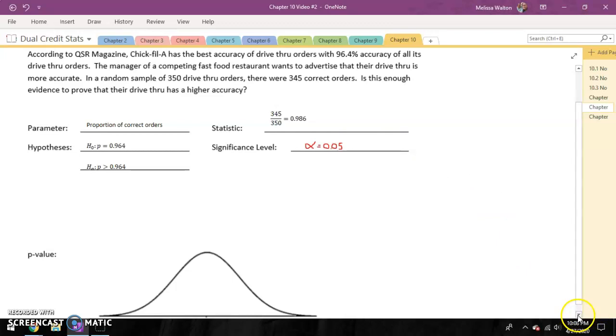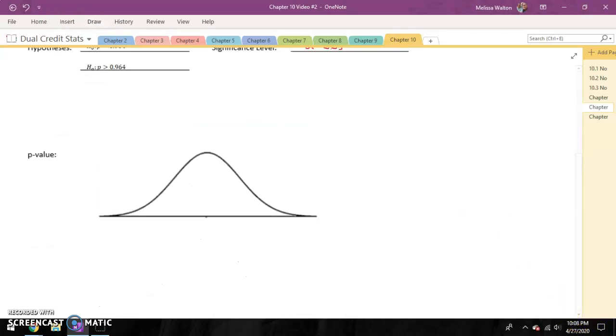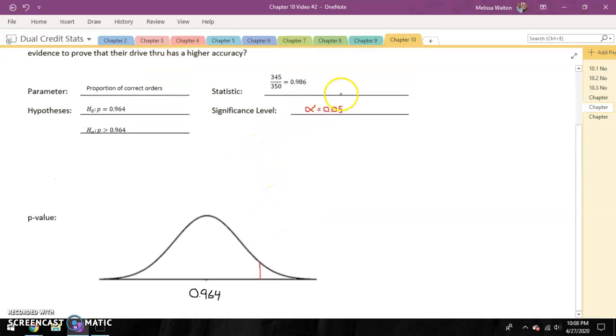All right, so let's go. Down below, here is what I have. What are we expecting in this problem? Well, we are going to center this about our null hypothesis. We are expecting 96.4% order accuracy. However, we do have one sample that is going to be at 98.6%. All right, and I want to know, what is the probability of this occurring?